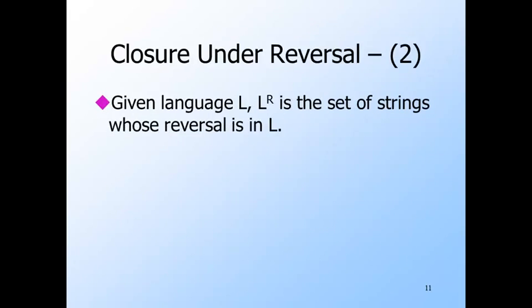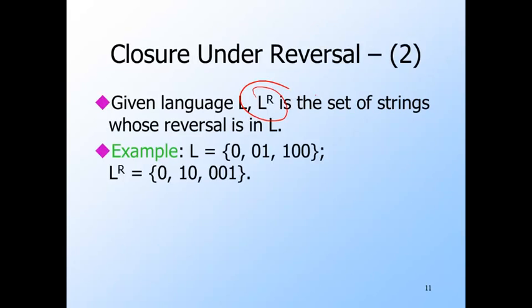First, the notation we use for reversal is superscript R. That is, L superscript R means the reversal of language L. This language consists of the reversals of all the strings in L. Here's a simple example. L has three strings, 0, 01, and 100. Then L reversed is the reversal of each of these strings. 0 reversed is still 0, while 01 reversed is 10, and 100 reversed is 001. So L reversed consists of 0, 10, and 001.